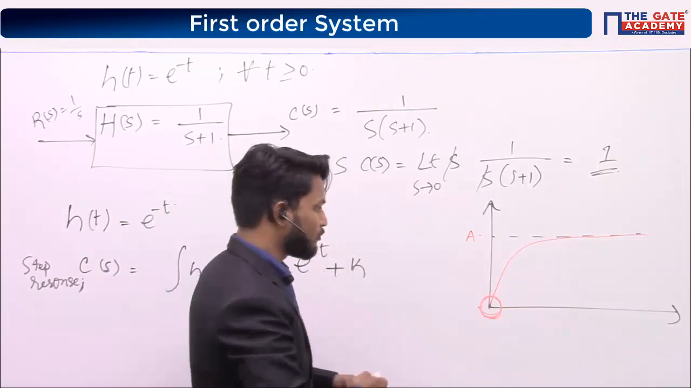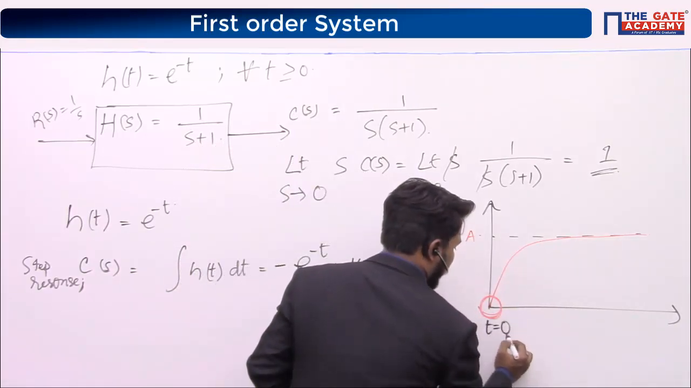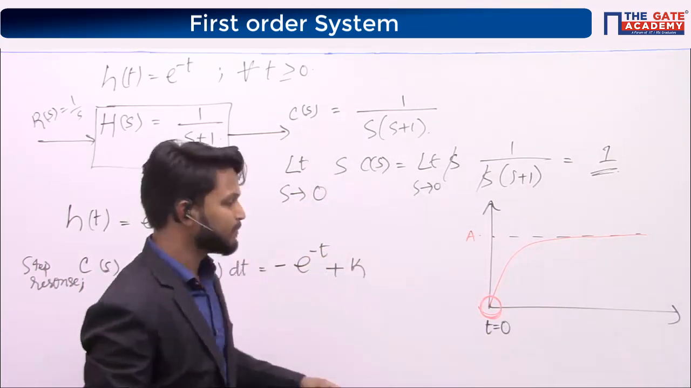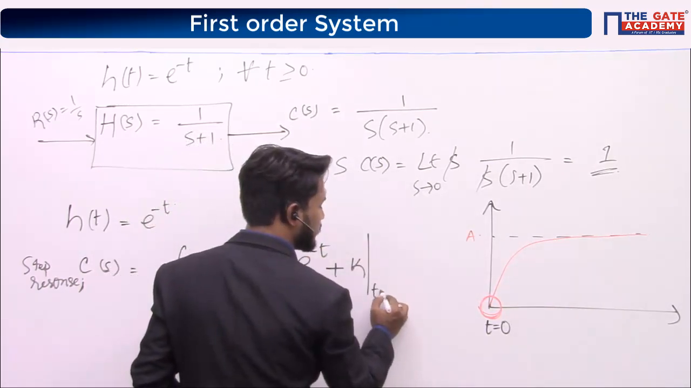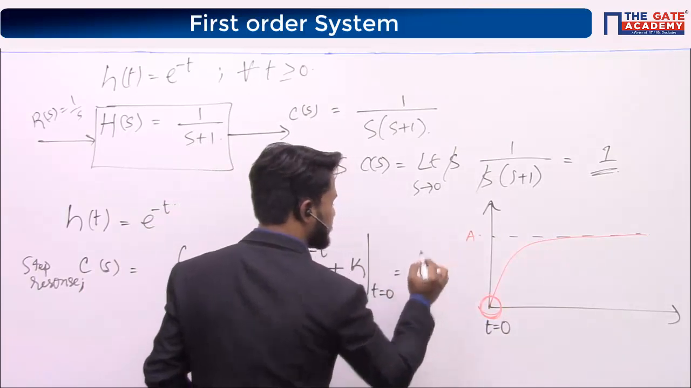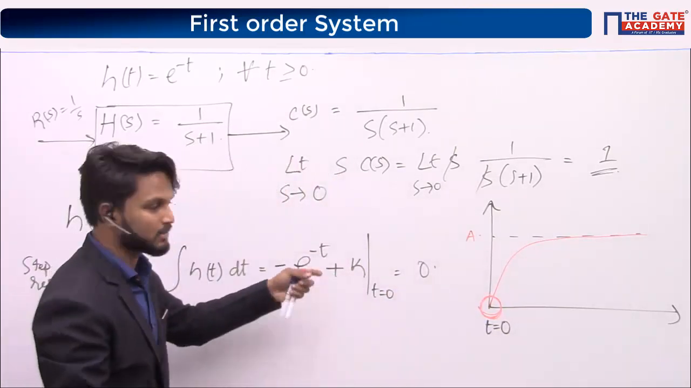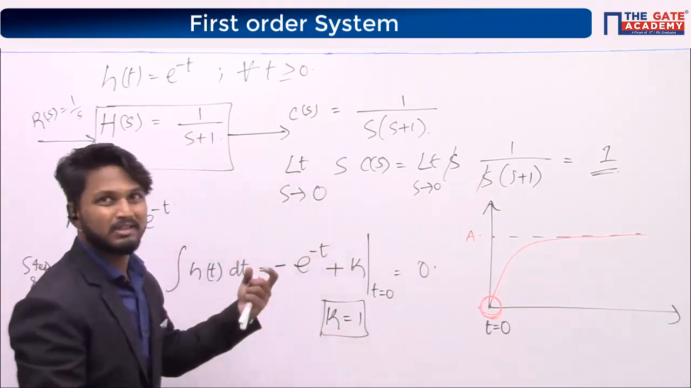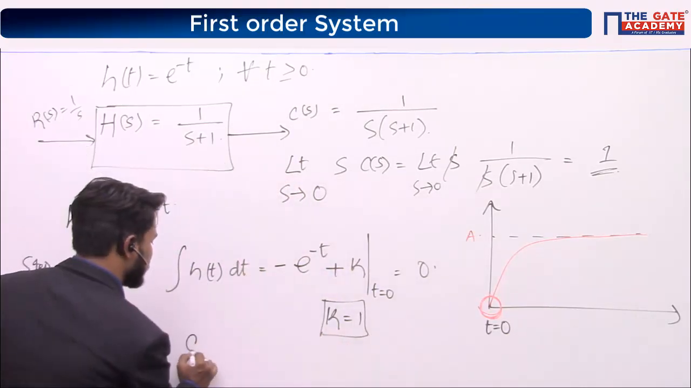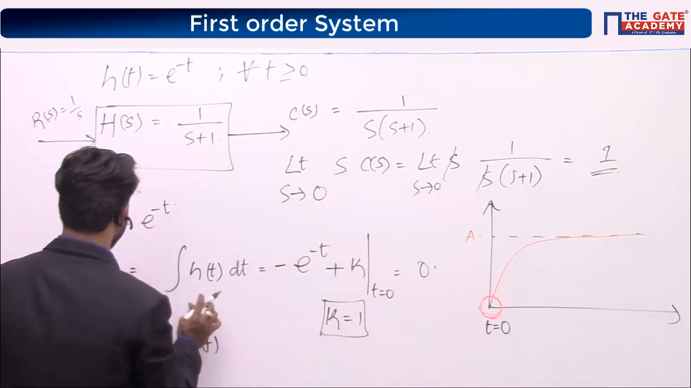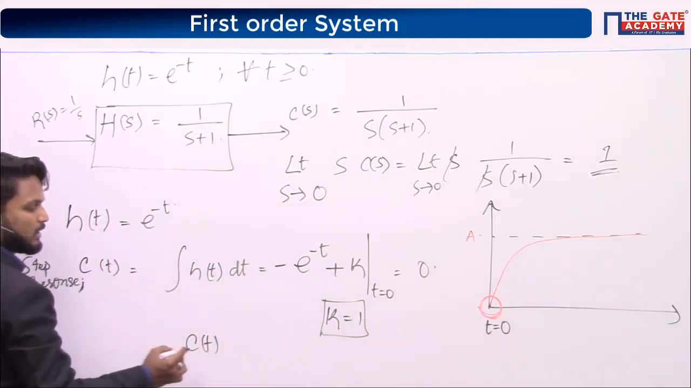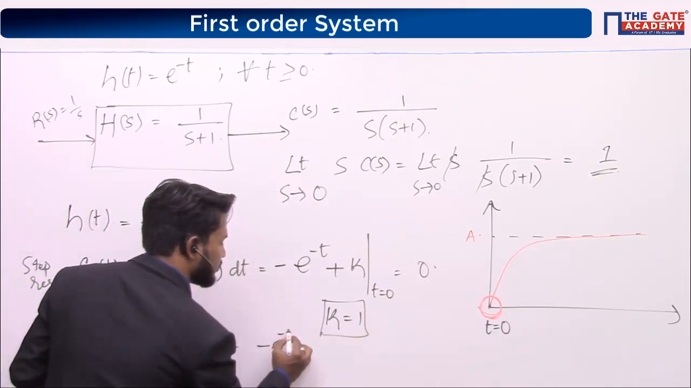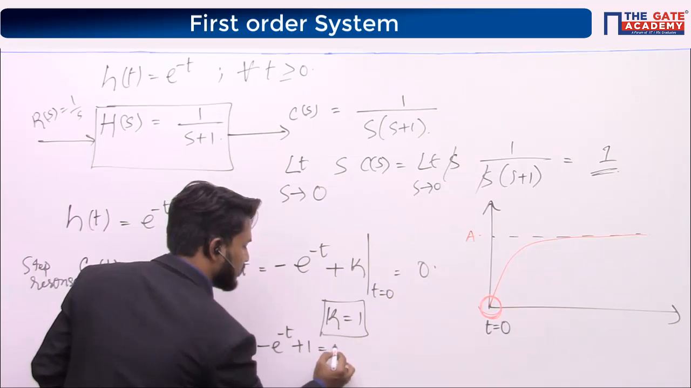In order to find out the value of k, you can use initial conditions. At t is equal to 0 or 0 plus, what is the value of the response? At t is equal to 0, the response is equal to 0. Put t is equal to 0 in this, you will get k is equal to 1. Therefore, the step response of the system is c of t is equal to minus e power minus t plus 1.